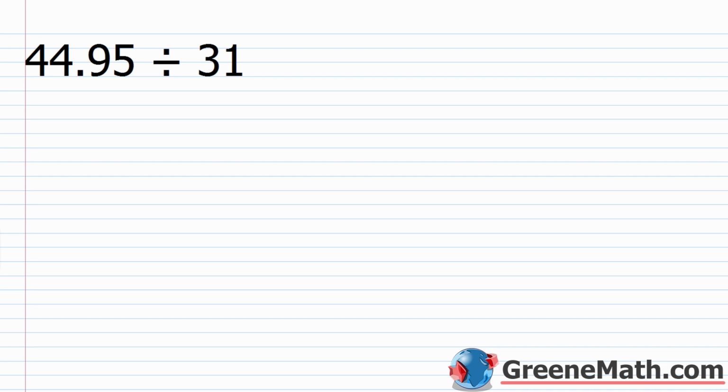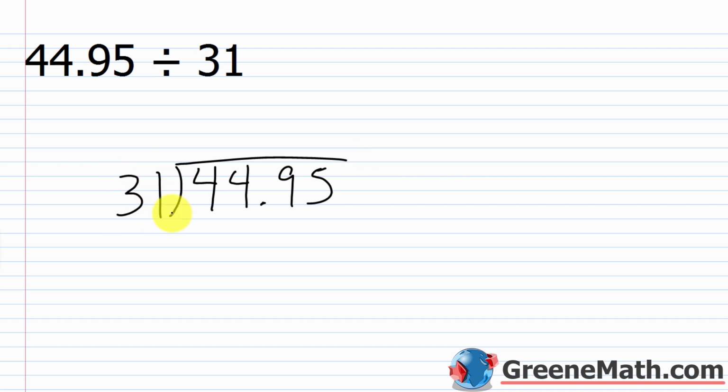Okay, for our next one, we have 44.95 divided by 31. So again, let's set this up. 44.95 divided by 31. Bring this up into the answer so you can forget about it. And now you just divide normally. So 31 will not go into 4, but it will go into 44. It'll go in once. 1 times 31 is 31. Subtract here and you would get 13, right? 4 minus 1 is 3. 4 minus 3 is 1. Now bring down the next number.